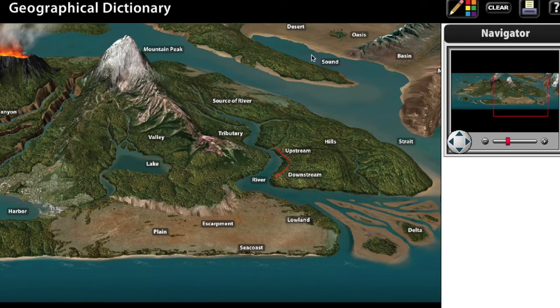So here's a sound. It's kind of like that bay, but it has more of a narrow shape that goes inside of what would be a larger body of landmass and then a smaller piece of landmass.